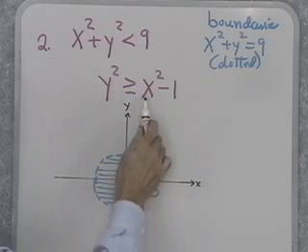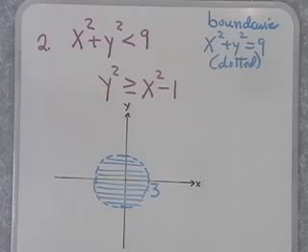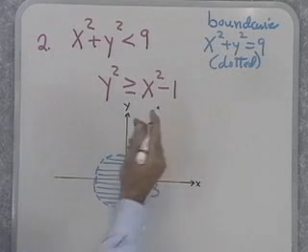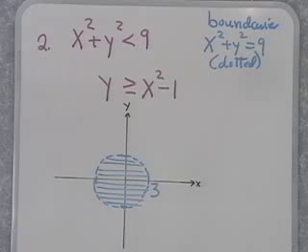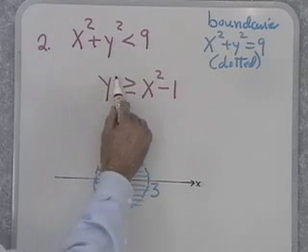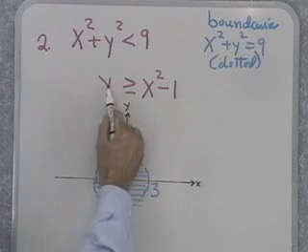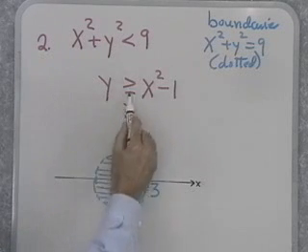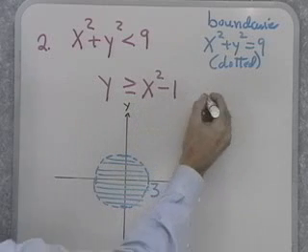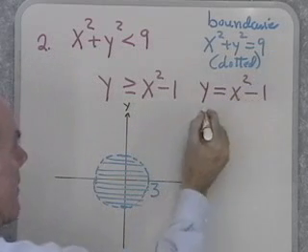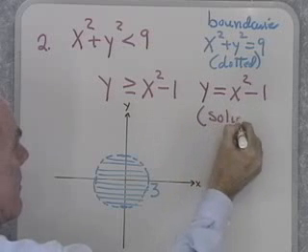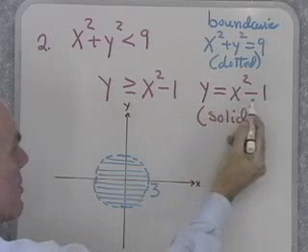All right, let's go to our second inequality. Let me just erase this right here. I just want y here instead of y to the second power. I copied this problem wrong. Anyways, it's y ≥ x² − 1. That boundary is going to be y = x² − 1, and I'm going to graph it with a solid line.